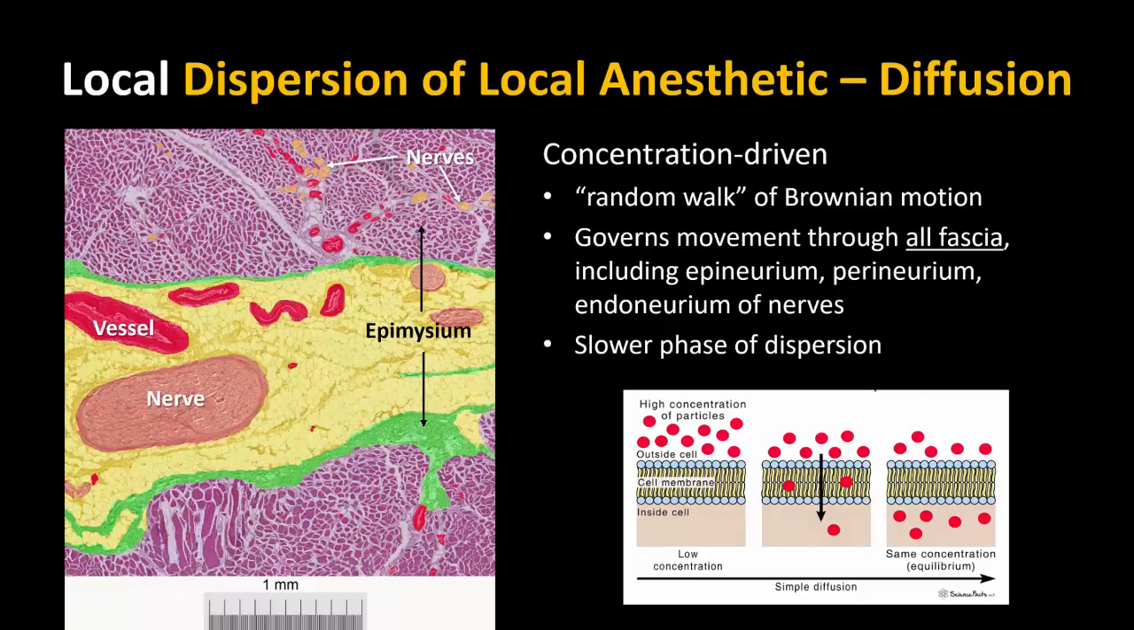Bulk flow is a relatively fast phase of dispersion. A slower phase of dispersion is by diffusion, which is the movement of fluid particles from a region of higher to lower concentration. And this is driven by a concentration gradient and depends on particle random walk or Brownian motion.